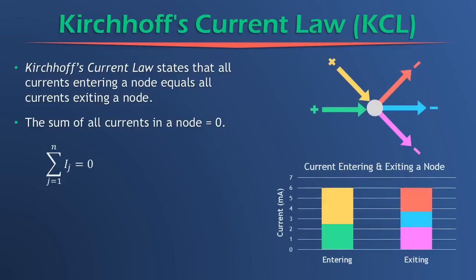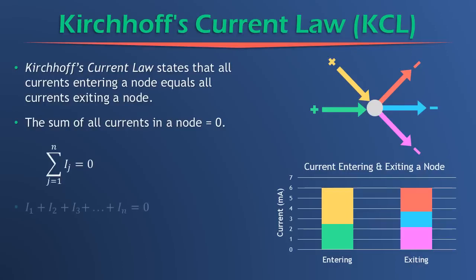And so here are some illustrations to help you understand KCL. The yellow and the green currents represent currents entering a node, while the red, blue, and pink currents represent currents exiting a node. And in the chart below, we can see that the sum of all the currents entering the node equals the sum of the currents exiting the node. Regardless of what the individual currents are, they all add up to the same current.